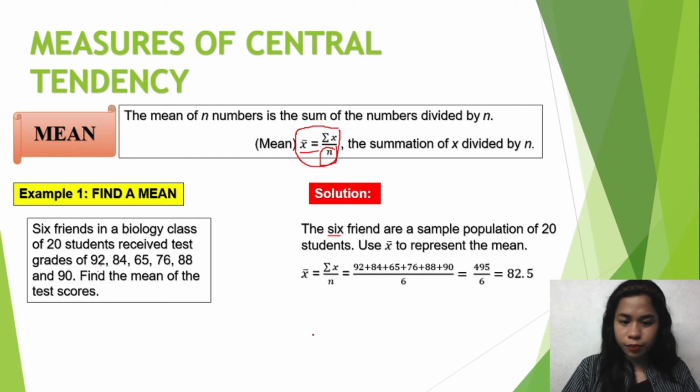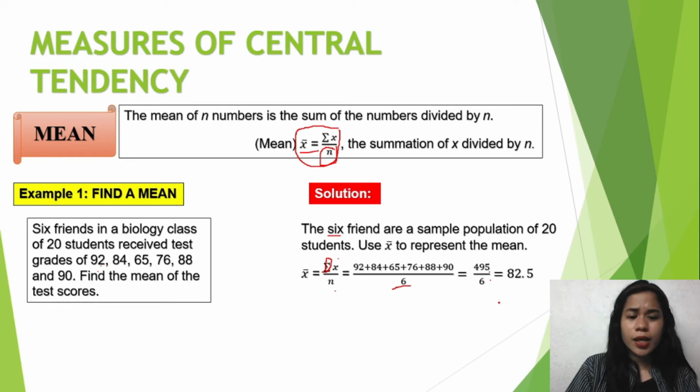So using the formula, mean is equal to the summation of x over n. When we say summation, we have here the symbol for summation, so we need to add all the given data, and after that, we divide it by 6. 6 is actually the sample of 20 students. So, merong 6 students na kinuha yung score nila for yung grade nila sa test. And then, we need to get the mean of their scores. So, the sum of these numbers is 495. Then, divided by 6, we have 82.5.